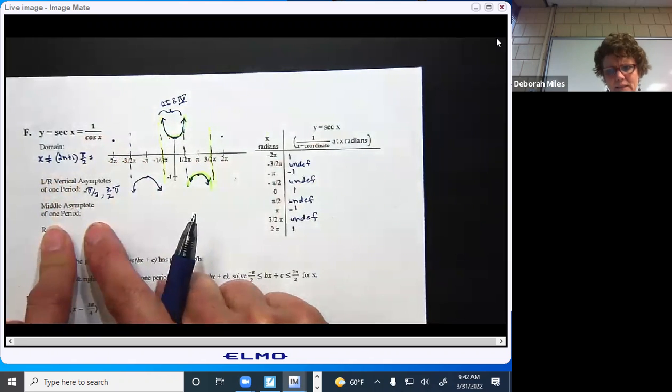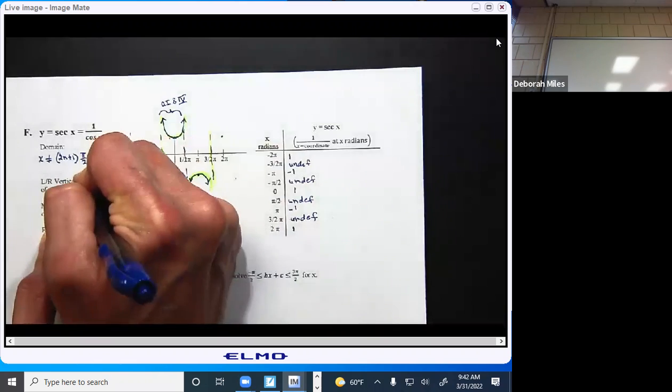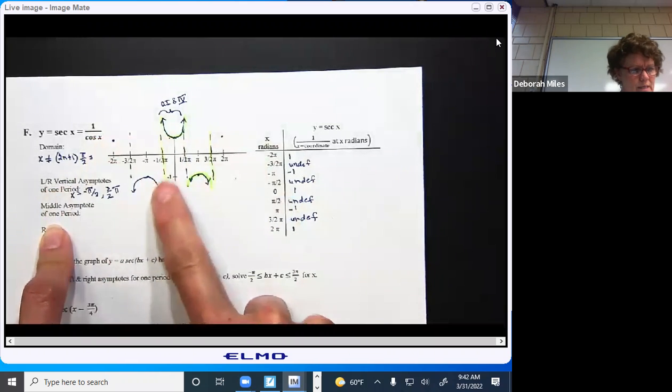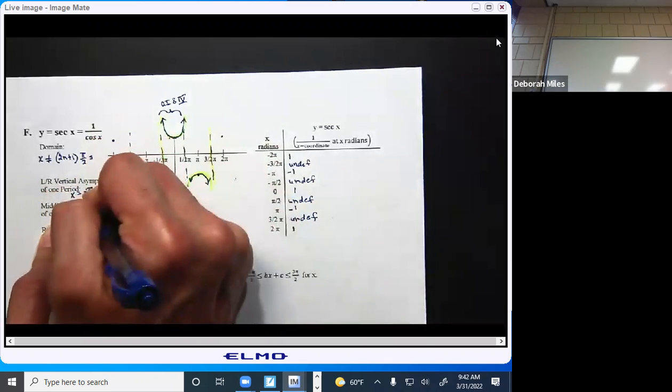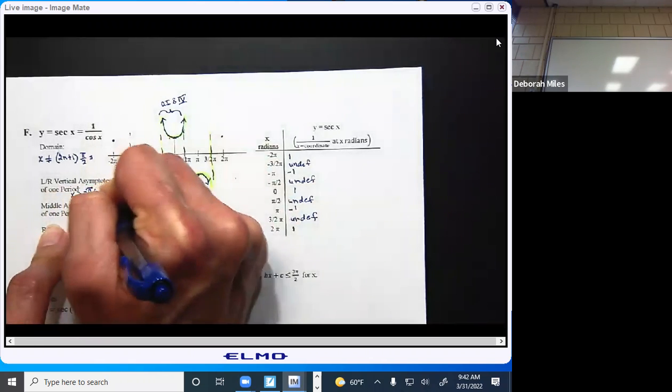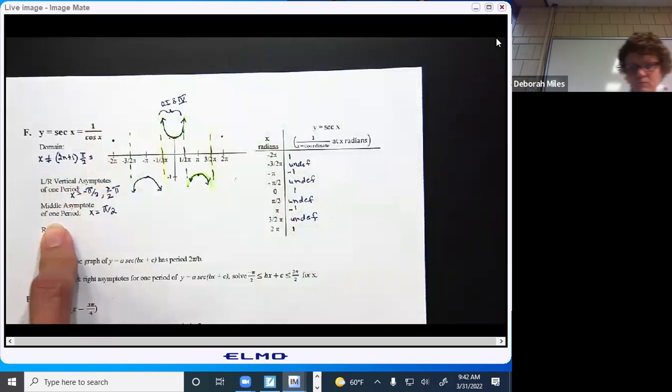Which makes our middle asymptote what? Yeah. Halfway between these is pi/2. Make sure you're writing that as an equation, not just some number.